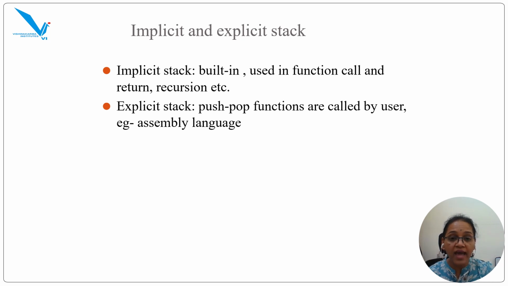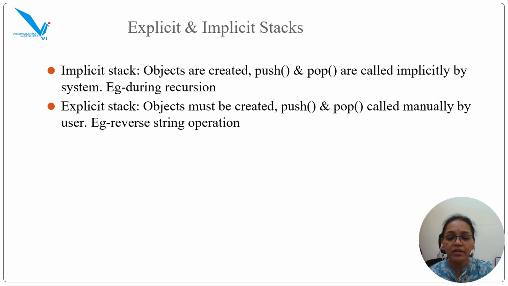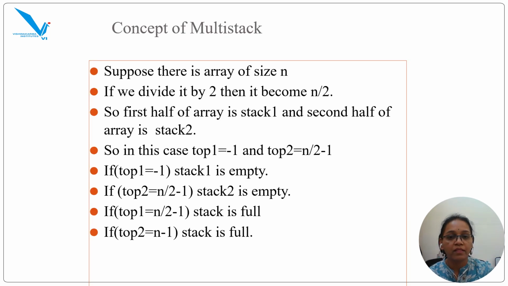Whereas explicit stacks or push pop functions are called by the user. For example, in assembly language also. Then in implicit stack, objects are created, push and pop functions are called implicitly by the system during recursion or function calls. In case of explicit stack, objects must be created, push and pop functions are called manually by the user. For example, any stack operation like say reverse string.